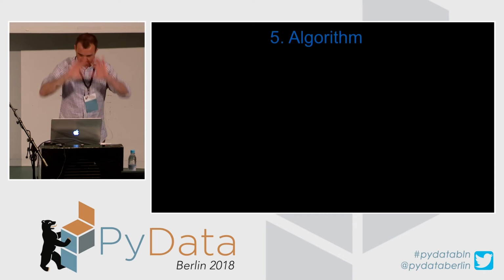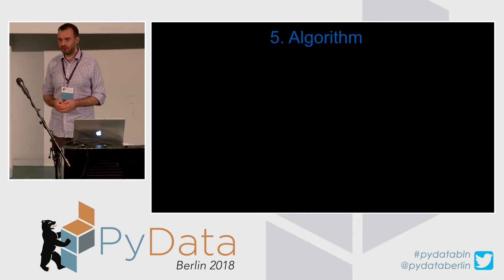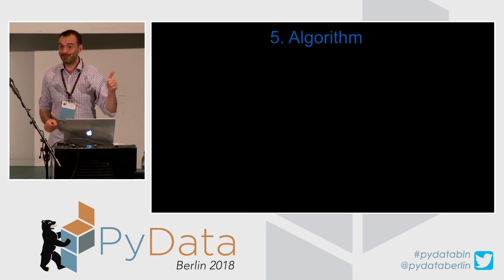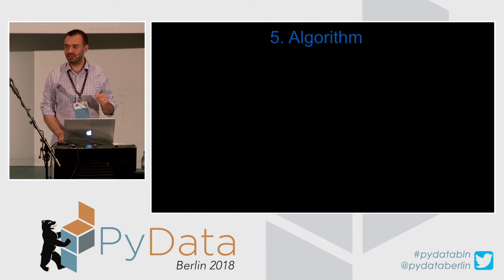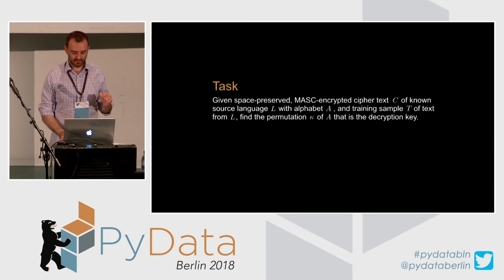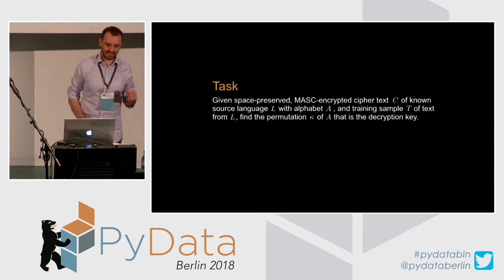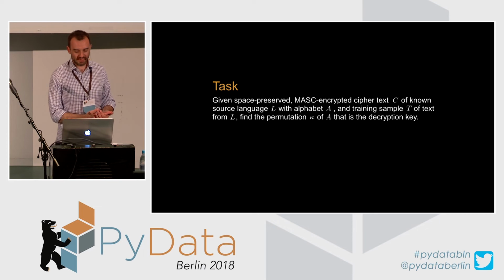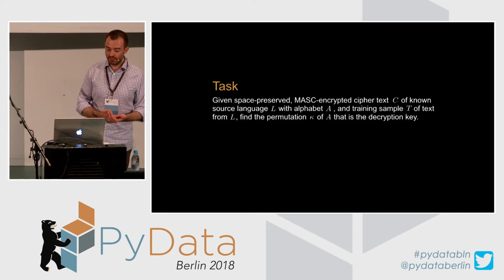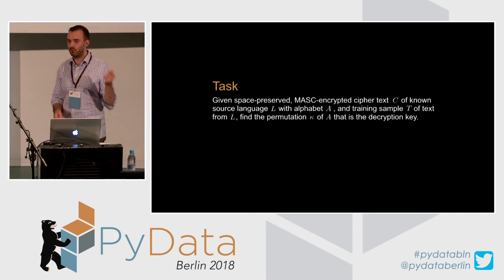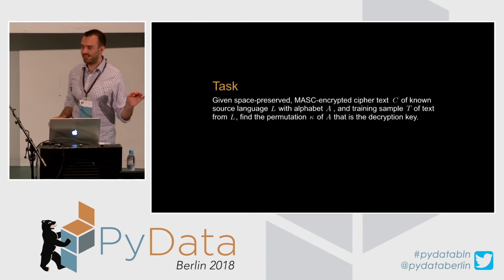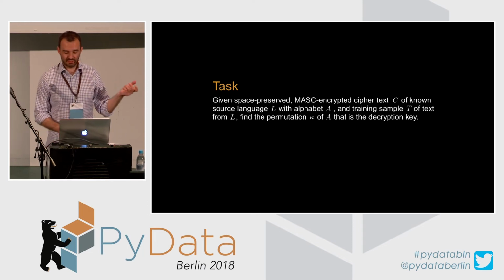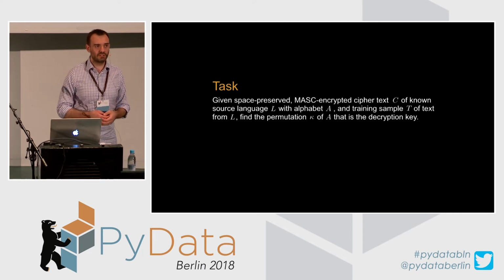So let me, with all of those facts, outline the algorithm. It's a machine learning algorithm, so I'm going to need some notation, and I'm going to need to tell you what an objective function is. Let me assemble all of that first. But first I'll remind you of what the task is. We formulated that a few slides ago. But we're given some mask-encrypted ciphertext C. We know the source language, and we know what the alphabet is. It's all known. We also have access to training text. And then the job is to find a permutation of that alphabet, and that permutation will be the decryption key.